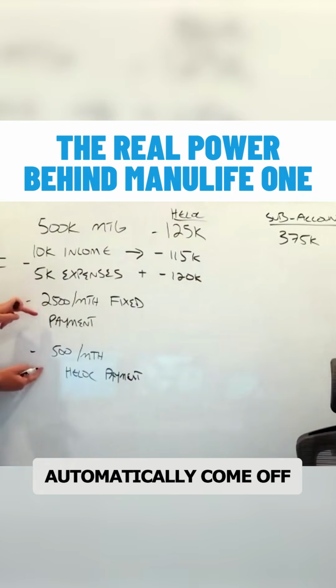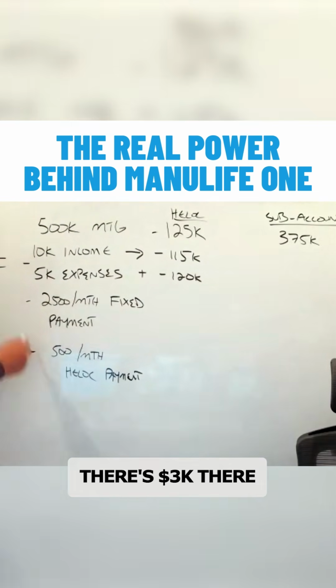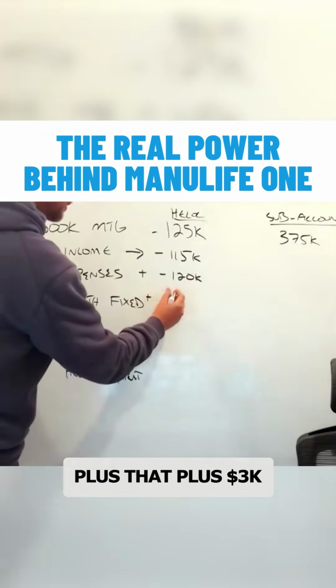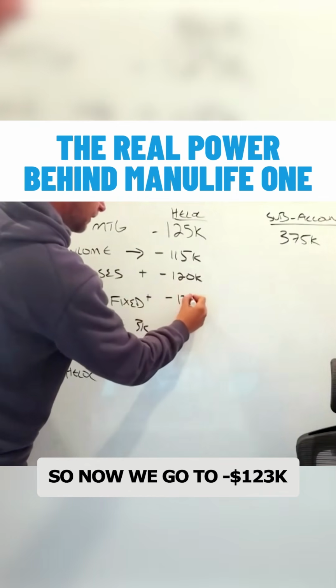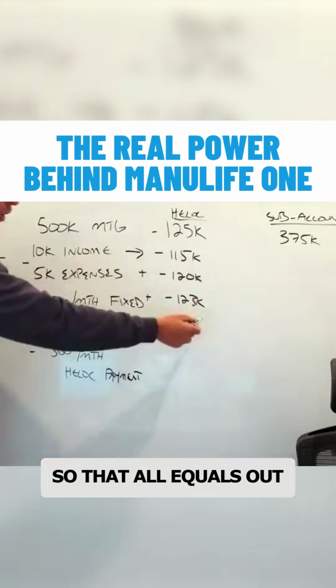These payments automatically come off the main account, okay? They don't have to lift a finger. It just happens. So there's 3K there. So now we plus that, plus 3K. So now we go to minus 123. So at the end of the month, 2K is paid down, 2K delta. So that all equals out.